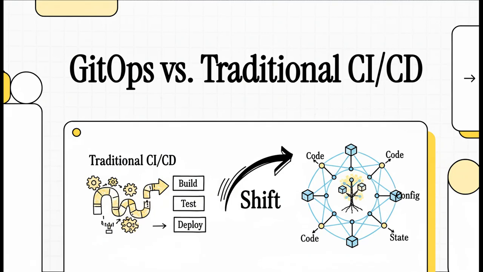All right, welcome to the Explainer. Today, we're going to talk about a huge shift in how we deliver software. And I mean, this isn't just about some new tools versus old tools. It's a completely different philosophy, a whole new way of thinking about automation and reliability.